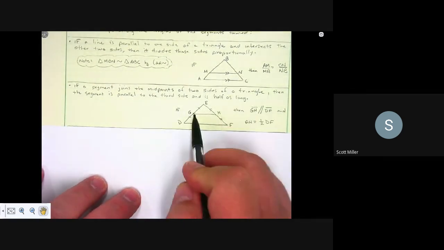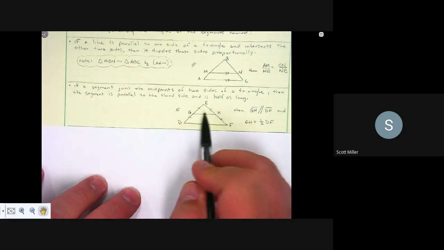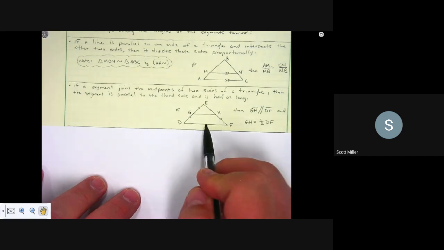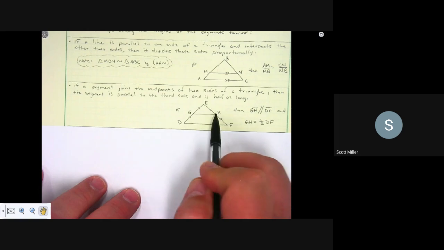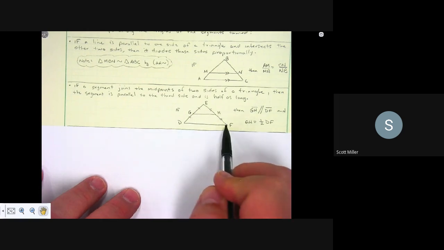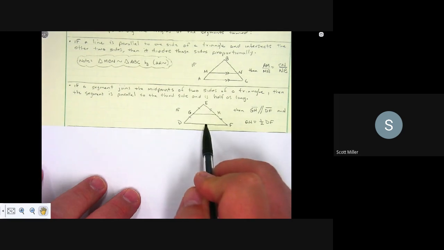Here's another one. This is called the mid-segment theorem because the segment that I'm drawing now is right in the middle of the triangle and it hits the midpoint of these two sides. So if I take a segment and I draw it to the midpoints of two sides of this triangle, then this segment will be parallel to this segment and it will be half the length. So if I have a segment that connects the two midpoints, this segment will be parallel to that and it will be half the length of that.